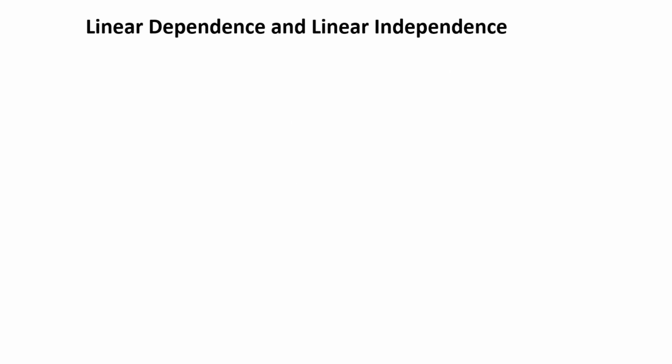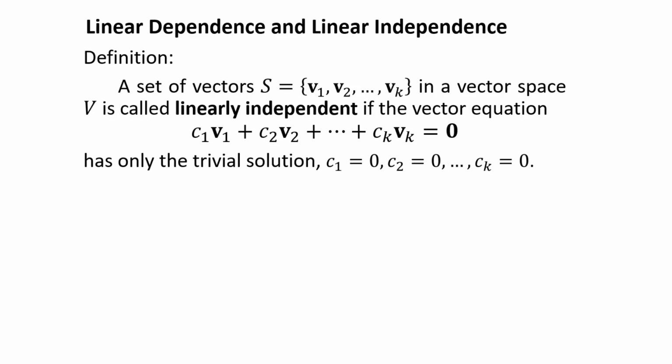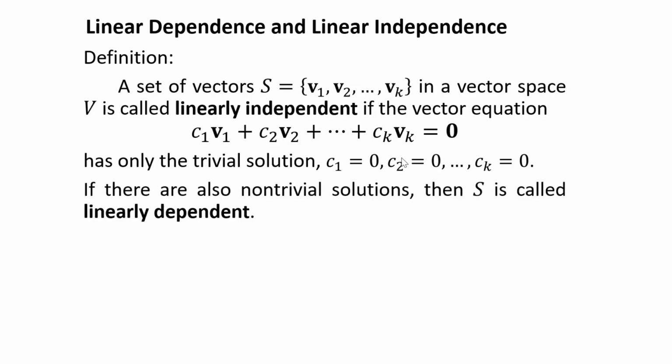Now let us proceed with linear dependence and linear independence. So a set of vectors S in a vector space V is called linearly independent if the vector equation of this has only the trivial solution. That means these scalars are only equal to 0. And if there are also non-trivial solutions, so we have solutions other than 0, 0, 0, and so on, then S is called linearly dependent.